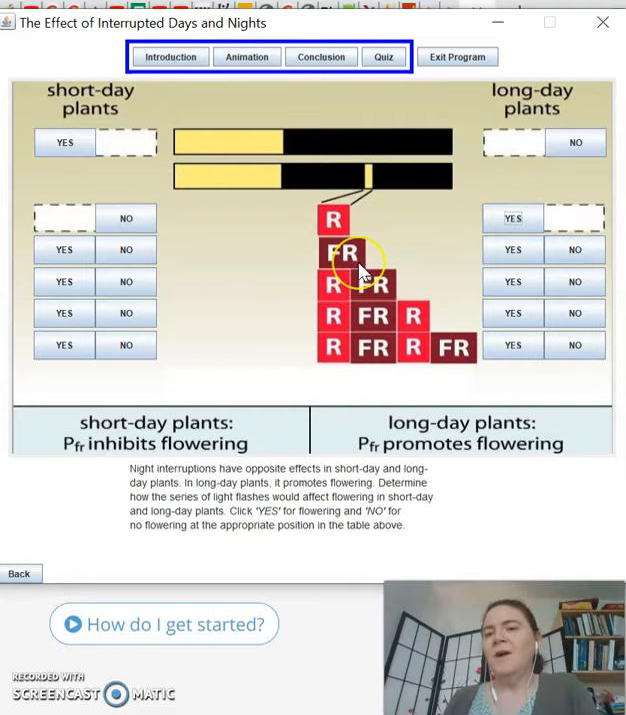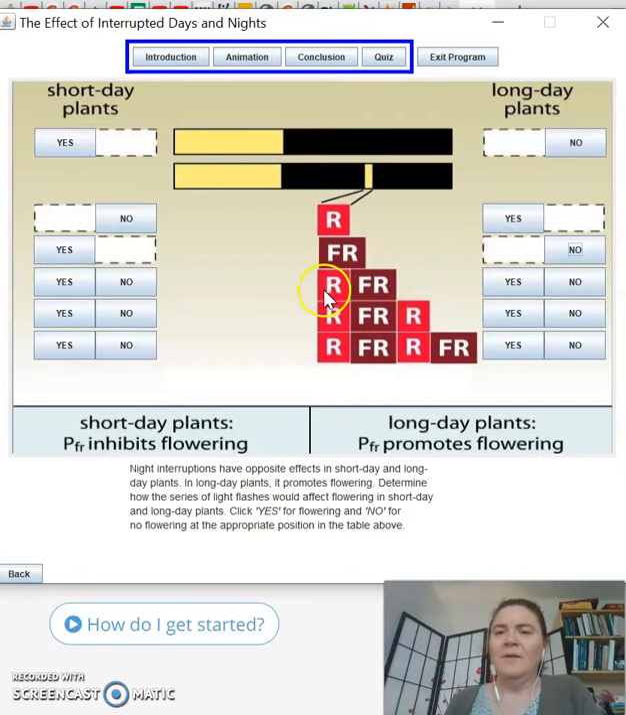Now, if we interrupt it with far red, we're reinforcing the darkness. We're reinforcing the phytochrome far red. And so we should keep the equivalent of a long night, so we should get flowering. And so we should get no flowering for the long day plants.